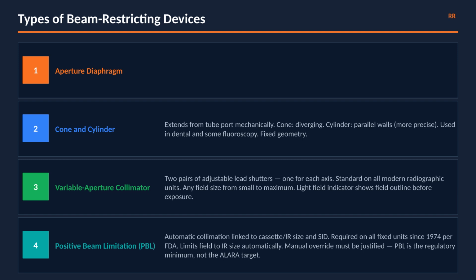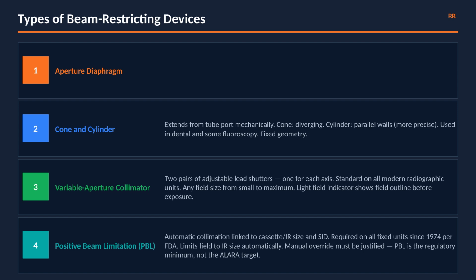And positive beam limitation, PBL, is the automatic collimation system required since 1974. It links the collimator to the cassette or image receptor size and the SID, automatically restricting the field to the receptor. At minimum, manual override is allowed but must be clinically justified.